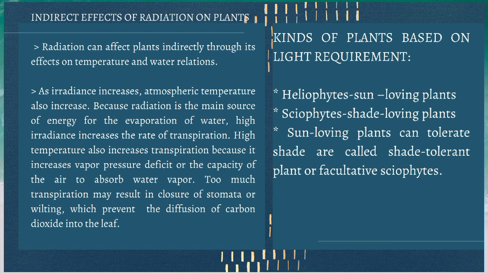So here are the kinds of plants based on light requirements. First is heliophytes, or sun-loving plants. Next is sciophytes, or shade-loving plants. Next, sun-loving plants that can tolerate shade are called shade-tolerant plants or facultative sciophytes.